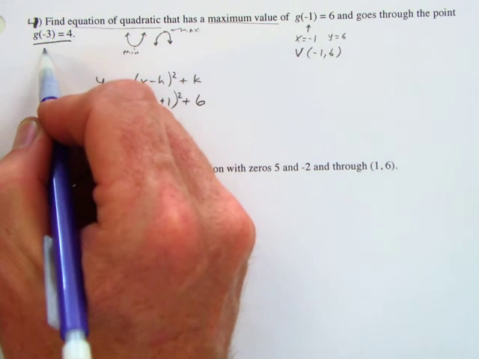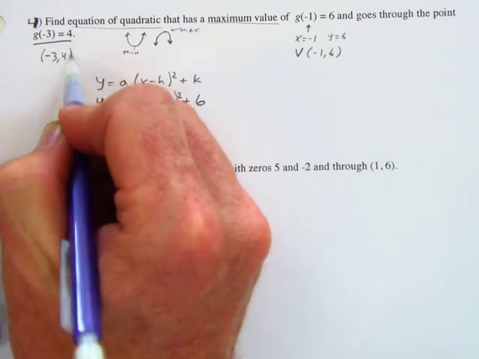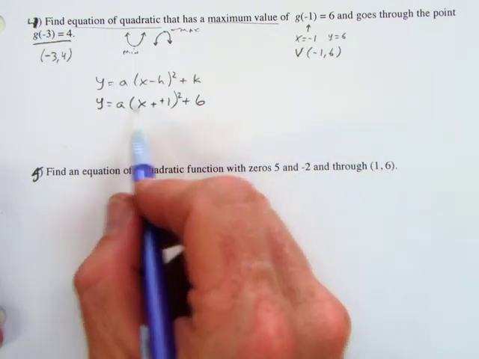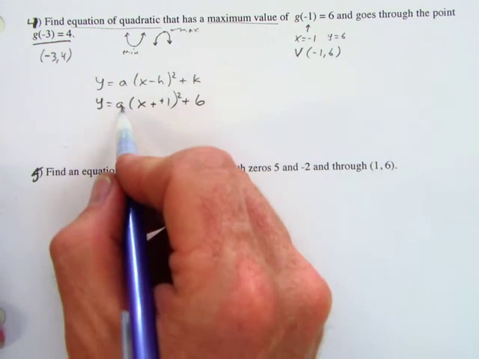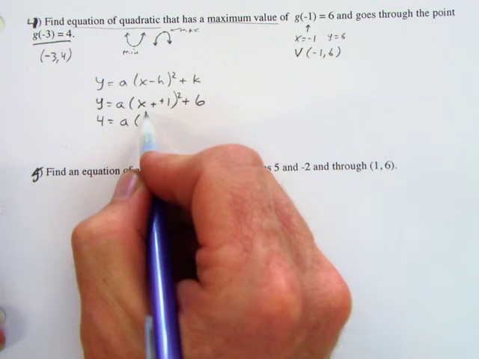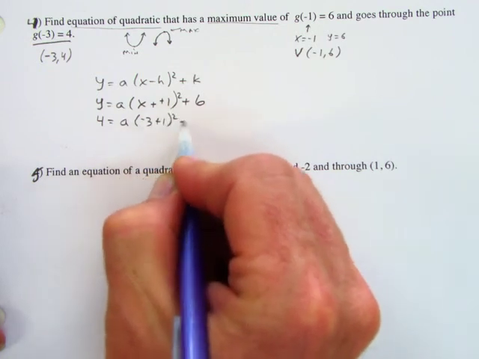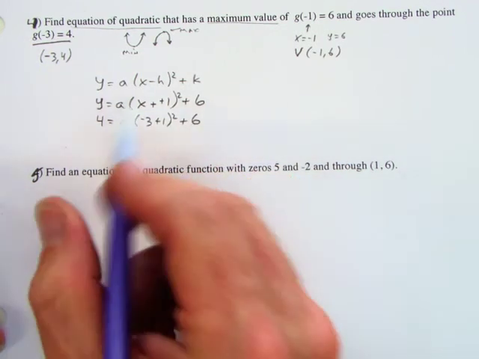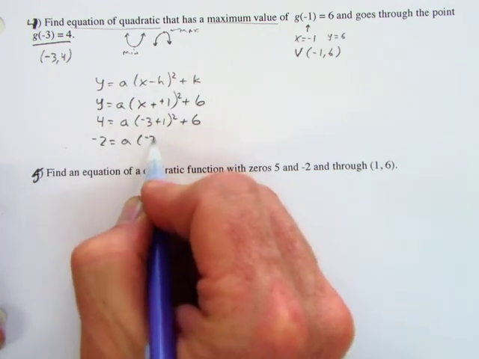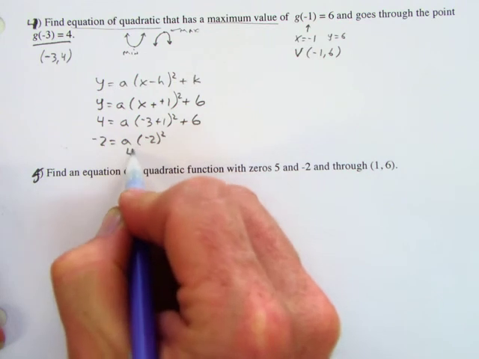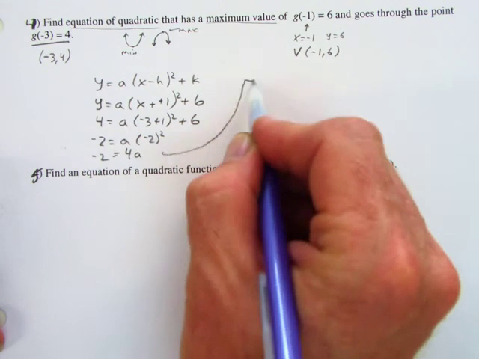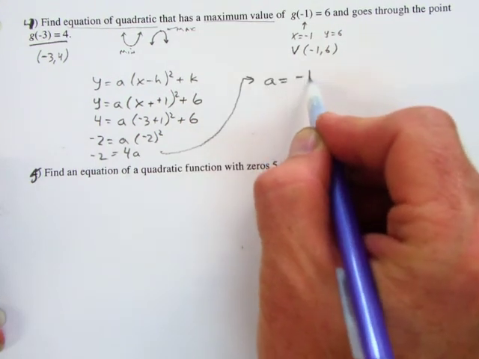We have this. This is telling us that x is negative 3 and y is 4. Well, if we plug that point into this equation, that will allow us to solve because a will be the only thing left. So let's do that. 4 equals a times negative 3 plus 1 squared plus 6. So we can move the 6 to the other side. We get negative 2 equals a times negative 2 squared. So 4a equals negative 2. And I'll come back here and say a equals negative 1/2.